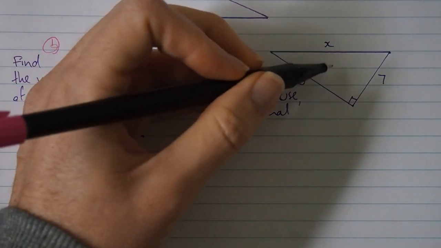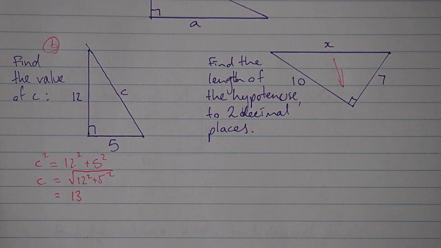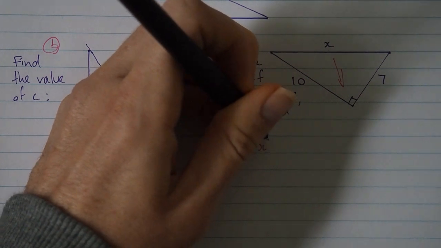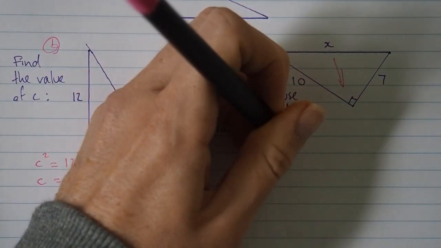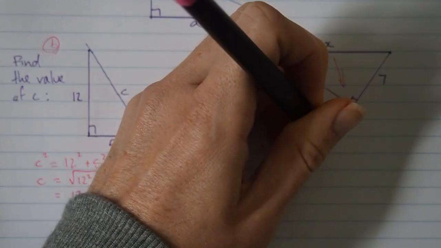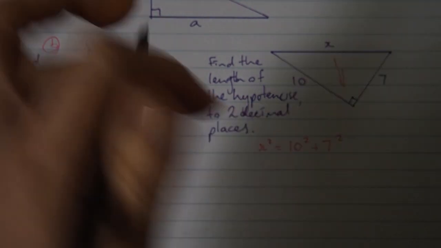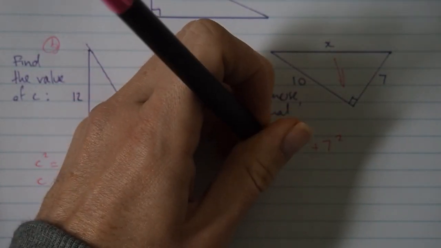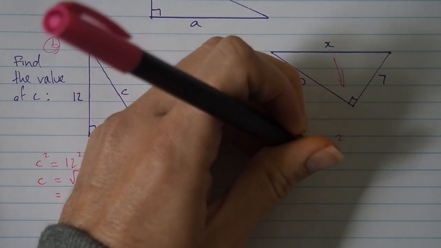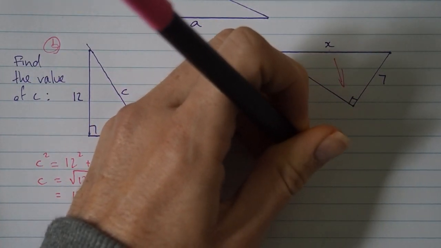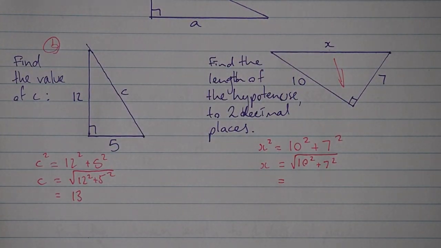So in this case, the hypotenuse is x because it is opposite from the right angle. So x squared is equal to, my biggest side is 10, so 10 squared plus 7 squared. All right, the opposite of squaring is square rooting, so I've square rooted x squared to give me x. I will square root the other side, 10 squared plus 7 squared. All right, I pop that in my calculator.